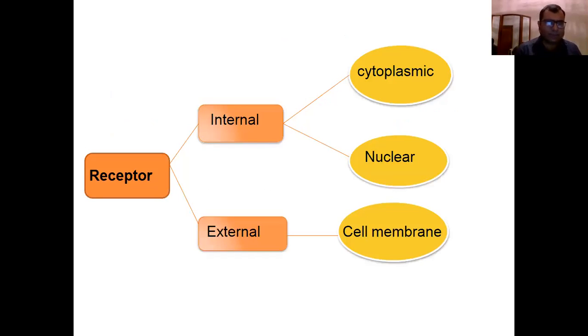Here we see that the receptors for the targeted hormone are internal and external. What does it mean? Internally, that they exist in the cytoplasm and nucleus, and externally, that they are located in the cell membrane.